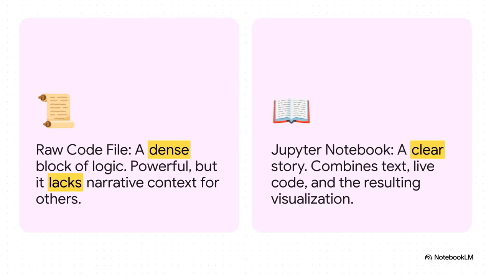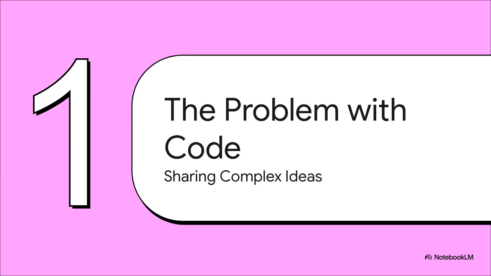And this slide just nails the difference perfectly. Over on the left, you've got a raw code file. It's powerful for sure, but it's also dense and it has absolutely no narrative context. But then on the right, you see a Jupyter Notebook. It completely transforms that same code into a story. You get the explanation, you get the live code, and you get the final chart all in one clear, readable document.